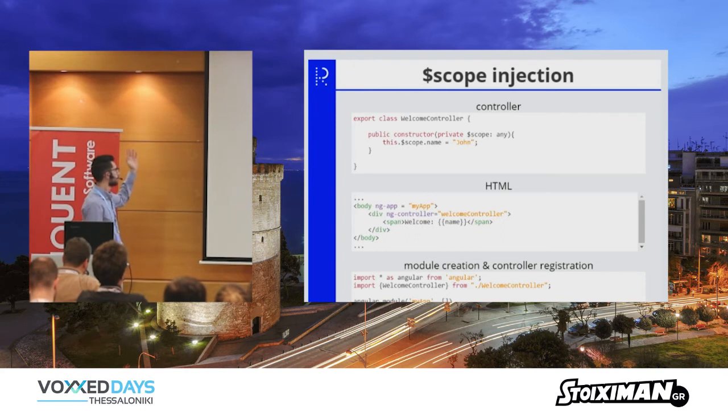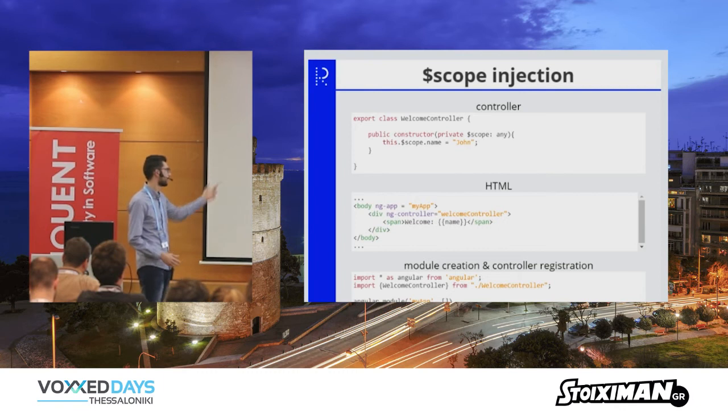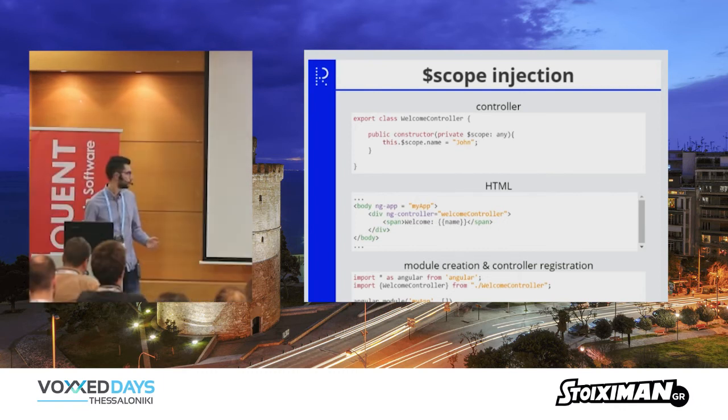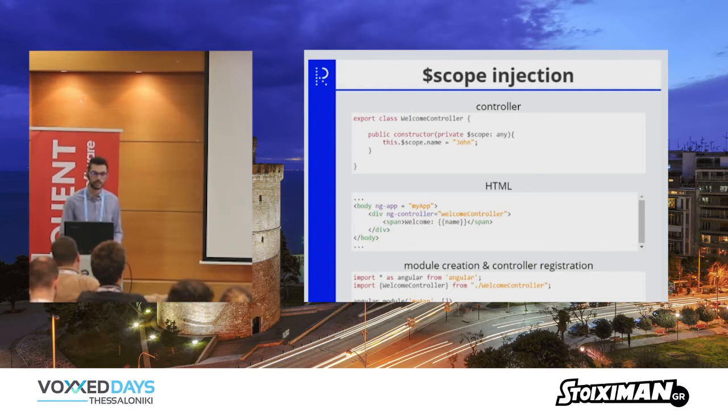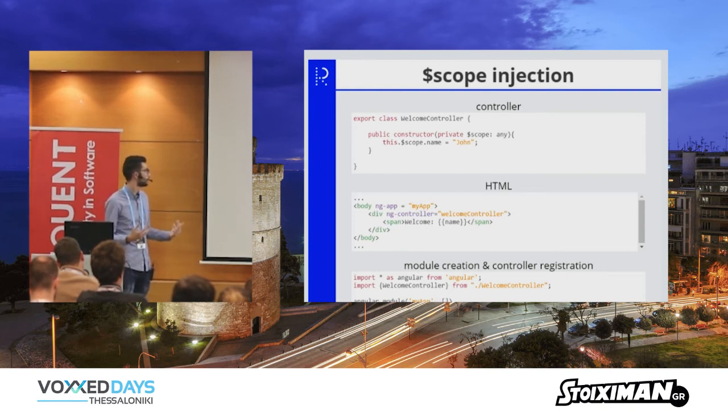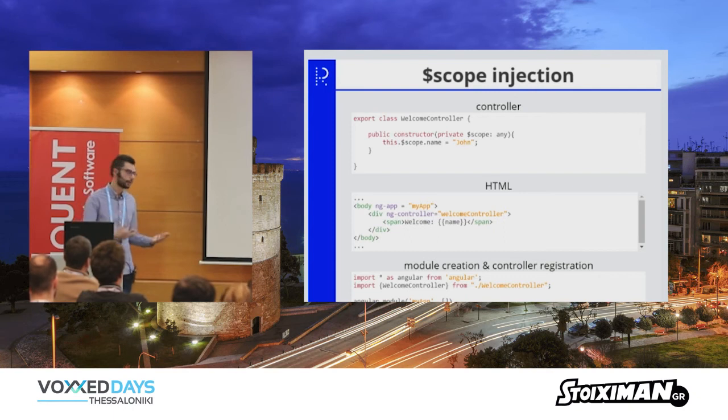We've got three snippets. The first one is our controller, the second one is our HTML code, and the third one is the module creation and the controller registration. So let's start with the second one, the HTML code. What we need to notice here is that we're using the ng-controller directive to bind our controller to the DOM. And when we do this, AngularJS will instantiate our controller, and a new child scope will be created. It will be available as an injectable parameter to our controller's constructor.